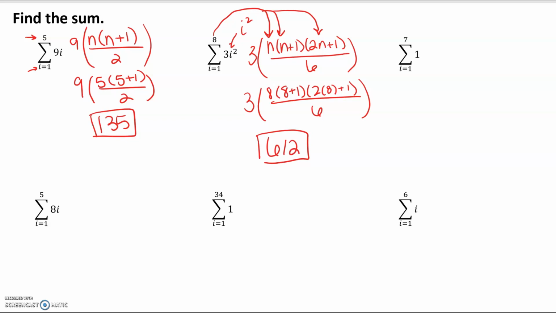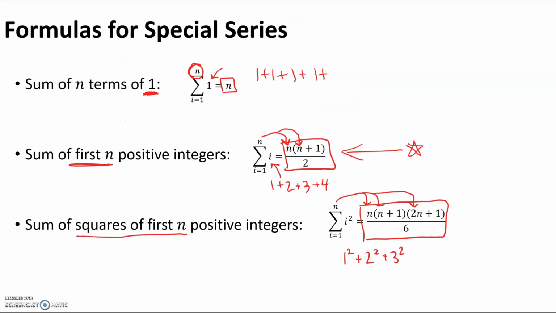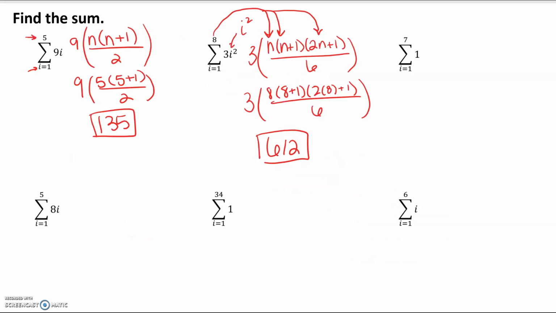And next, I have an example of that first special series. So I'm going to look back at it. This is the one where it was equal to the number of terms. So if I'm saying 1 plus 1 plus 1, 7 times, then this one equals 7.